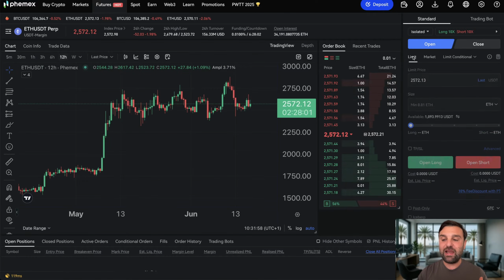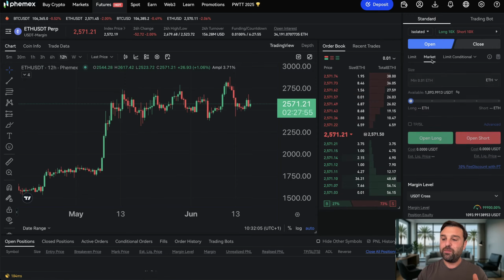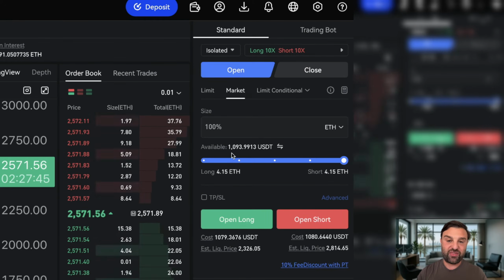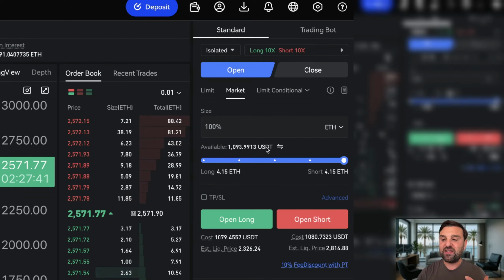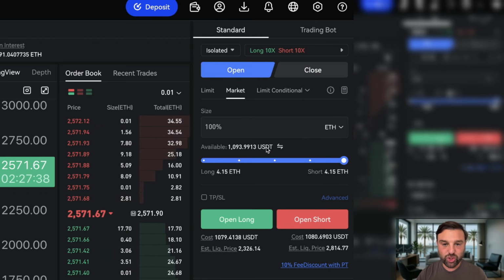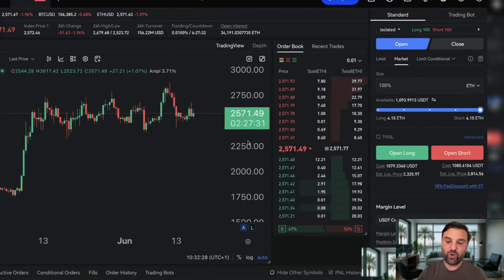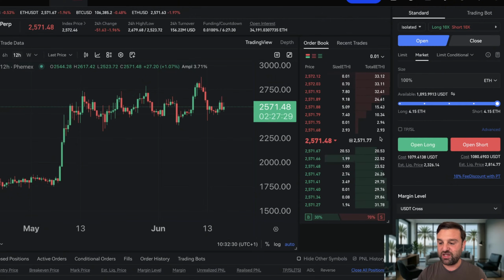If we were to set a limit order, it means that we can set the price that we're happy to enter at should the price get to that level. But for now, market order, we're going to use 10x leverage. And if we were to use our entire balance here, instead of opening a trade that's just $1,093, we're actually opening a trade that is $10,900 because we're using 10x leverage. And it's allowing us to go long with over 4 Ethereum, which would be about $10,000.